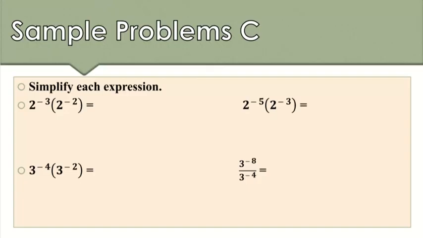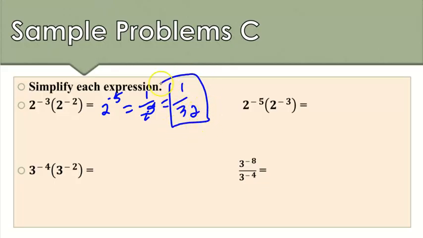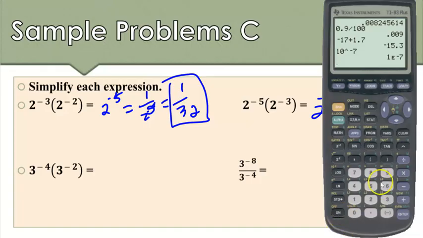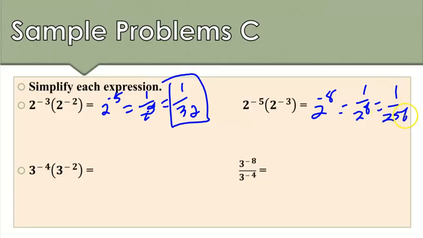Next, simplify each expression. So think back to our rules of exponents. When I multiply like bases, I add the exponents. So negative 3 plus negative 2 is negative 5. So 2 to the negative fifth would be 1 over 2 to the positive 5, which would be 1 over 32, because 2 to the 5th power is 32. Next would be 2 to the negative 8th power, which will give us 1 over 2 to the 8th power, which will simplify as 1 over, and let's just do this on our calculator very quickly. 2 to the 8th power would give us 256. So 1 over 256.